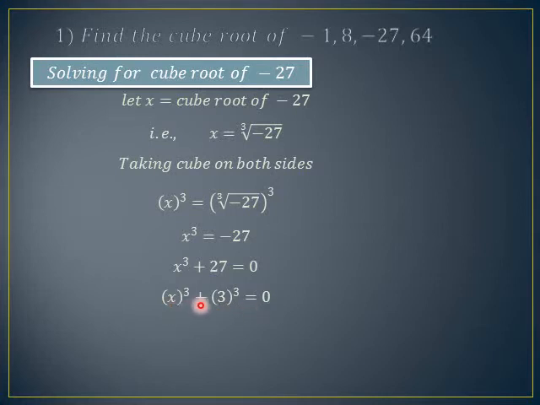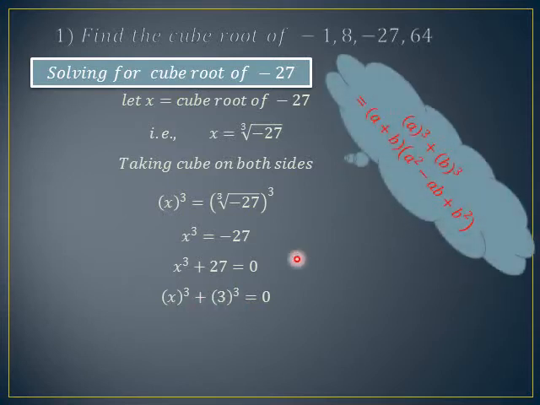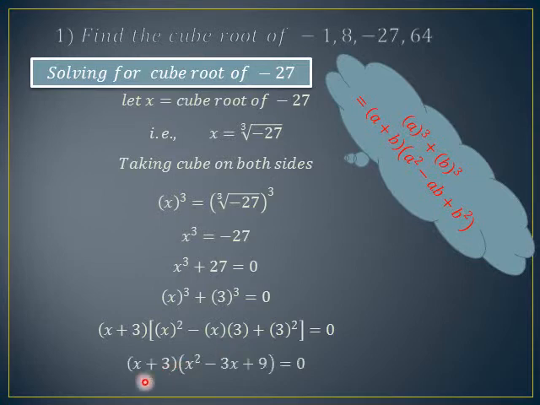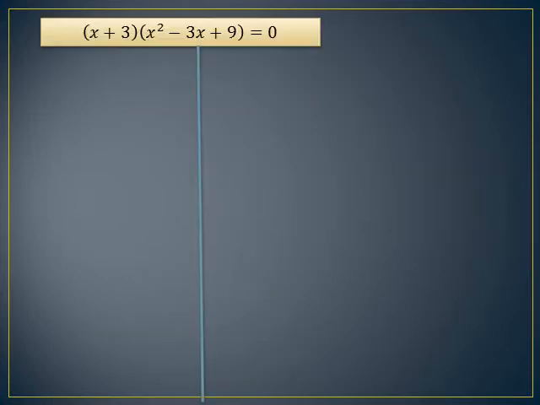This is actually a cube plus b cube. So applying the formula of a cube plus b cube, we have to change it to the form a plus b into a square minus ab plus b square. In place of all the a's, we will write x, and in place of all the b's, we will write 3. So the equation will become x plus 3 into x square minus x into 3 plus 3 square equals 0. Taking the squares and opening the brackets, we will get x plus 3 into x square minus 3x plus 9 equals 0.